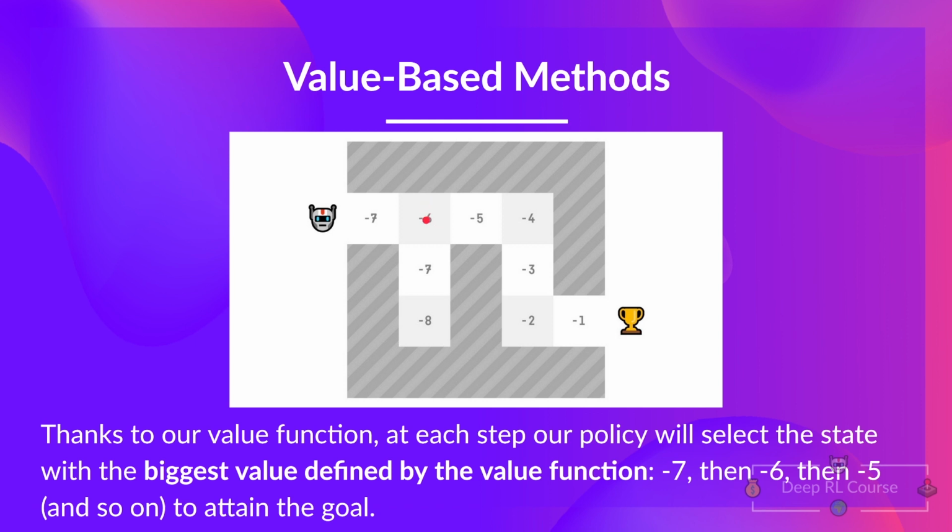But here he has the opportunity to go down, left, or right. But because he wants to go to the state with the highest value, he will go again to the right, -5, then to -4, then to -3, then to -2, and then to -1 in order to reach the goal. So thanks to our value function, at each step, our policy will select the state with the biggest value defined by the value function. Again, if you still feel puzzled about the difference, don't worry because we'll dive deeper into both methods in the next videos.